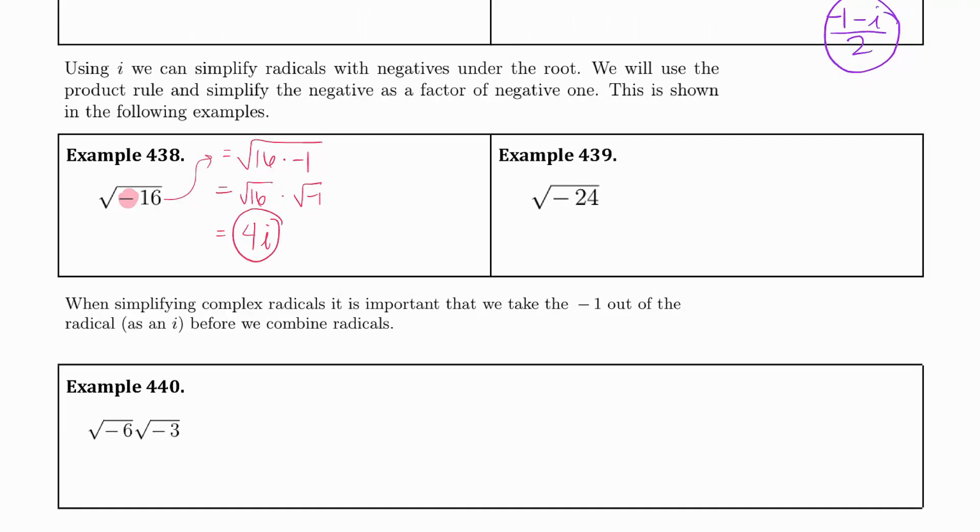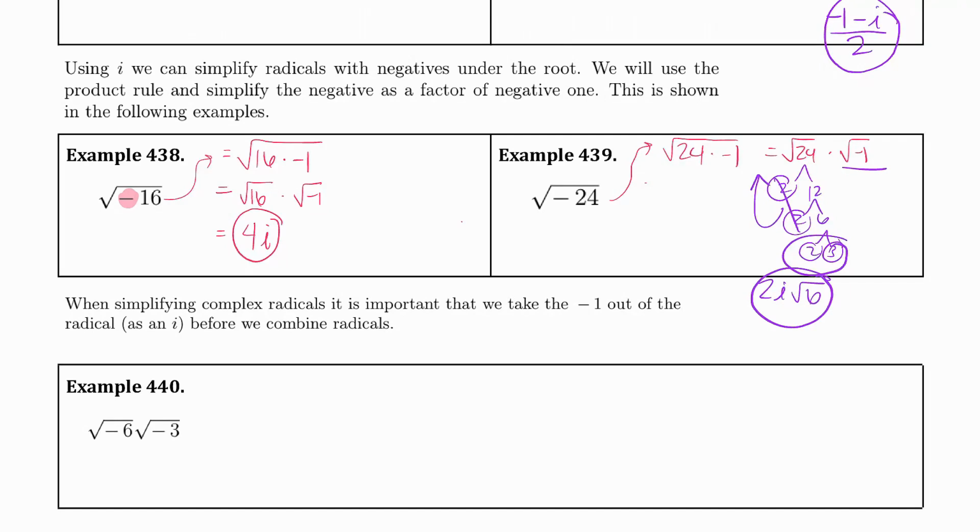So we get 4i. In this case, I'm going to rewrite this as the square root of 24 times negative 1. Or we can write this as the square root of 24 times the square root of negative 1. If we simplify the square root of 24 using whichever method you prefer, I'm going to have 2 and 12, 2 and 6, 2 and 3. I can take a 2 out. The square root of negative 1 is i, so on the outside of the radical I really have, not negative, 2i, square root of 6, and that's all we can simplify it.